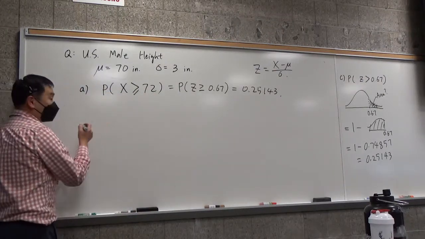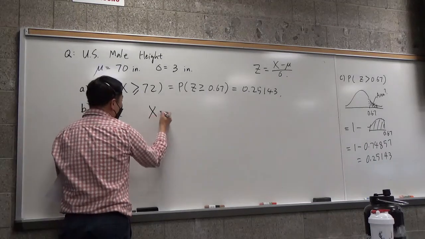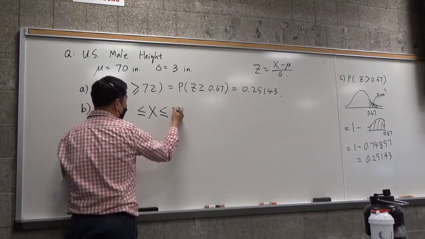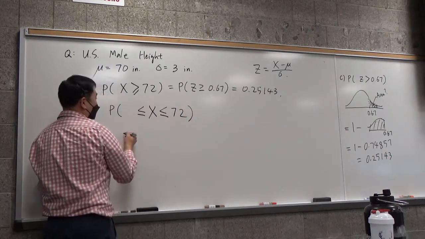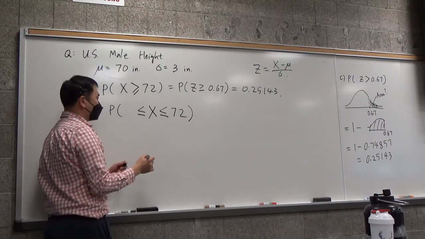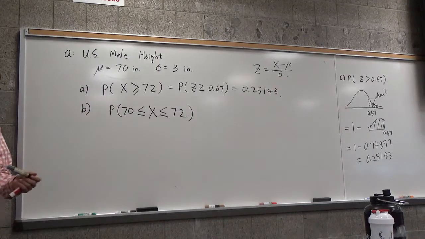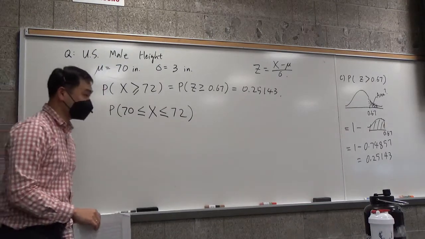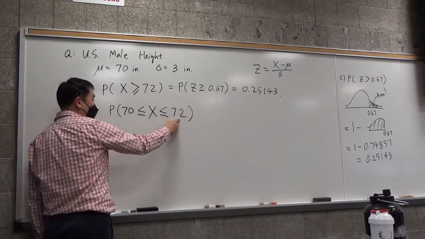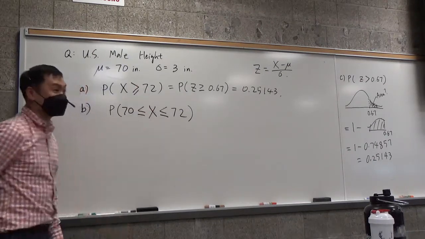Okay, so let me give you this next question. What's the probability that x is between, say, 5'10" and 6 feet? 5'10", what is that? 70? Yeah, right. So 70. Again, the way you do it is just take the z-score of this, and rewrite it as z between these two numbers. That's all you're doing.